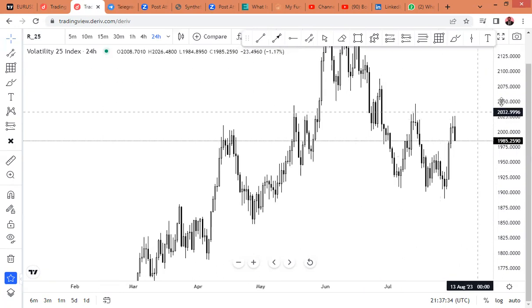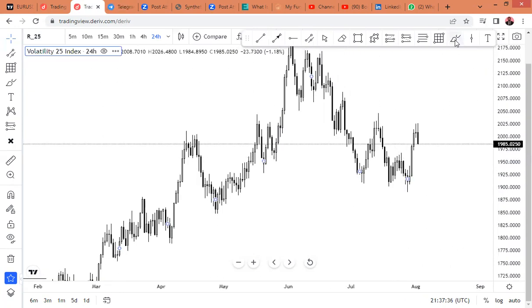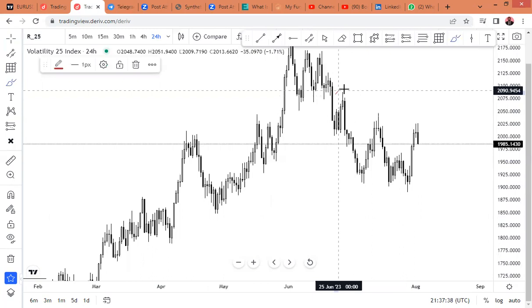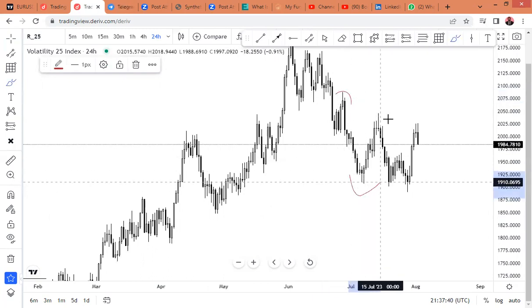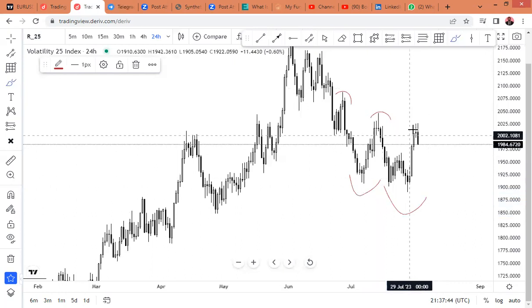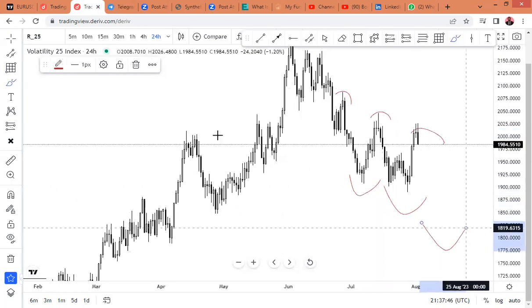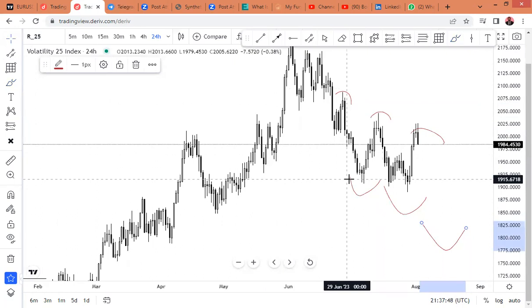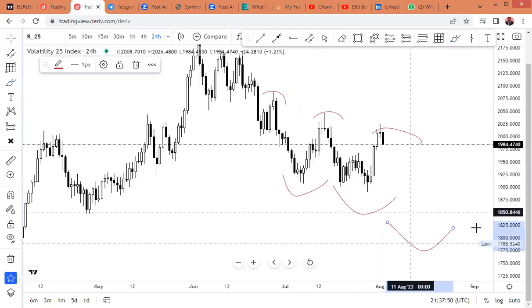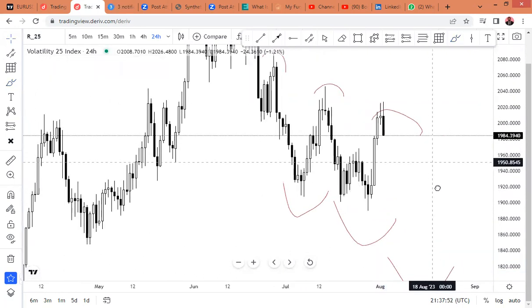By structure, this is what we have: high, low, high, low. After a high, we should have a low. So I'll leave all this annotation here. Let me now show you how to use that daily candle.